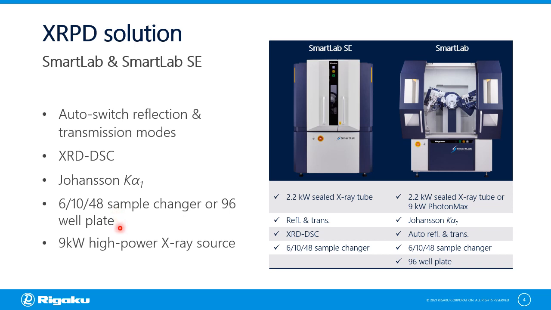For high throughput, 6 and 48 sample changers are available for both instruments. SmartLab could have 96 well plate support as an option too. A 9 kW high power X-ray source, or PhotonMax, is available for SmartLab. That can accelerate all the measurement by a factor of 6 compared to a conventional sealed X-ray tube.